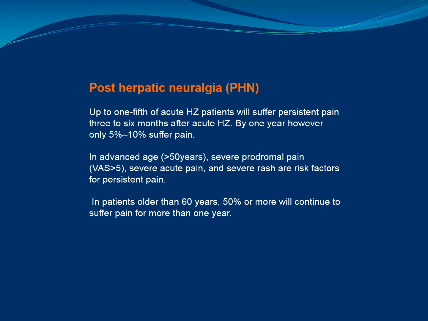Post-herpetic neuralgia. Up to one fifth of acute herpes zoster patients will suffer persistent pain 3 to 6 months after acute herpes zoster infection. By 1 year, however, only 5 to 10% will suffer pain. In advanced age, above 50 years old, severe prodromal pain of visual analog scale more than 5, severe acute pain, and severe rash are risk factors for persistent pain. In patients older than 60 years old, 50% or more will continue to suffer pain for more than 1 year.